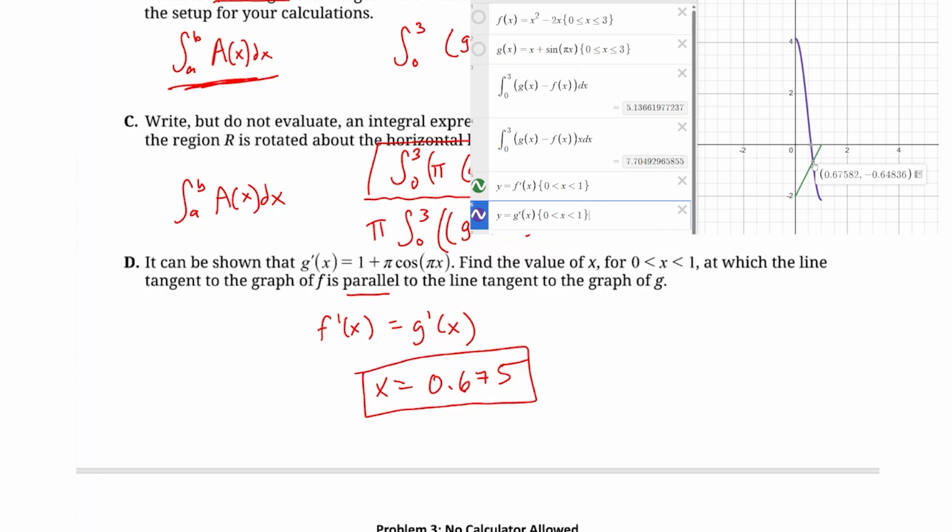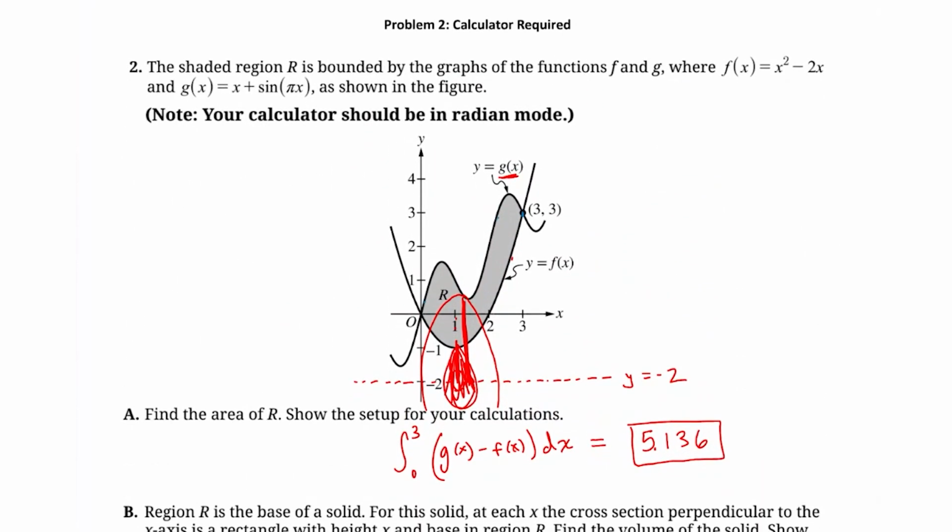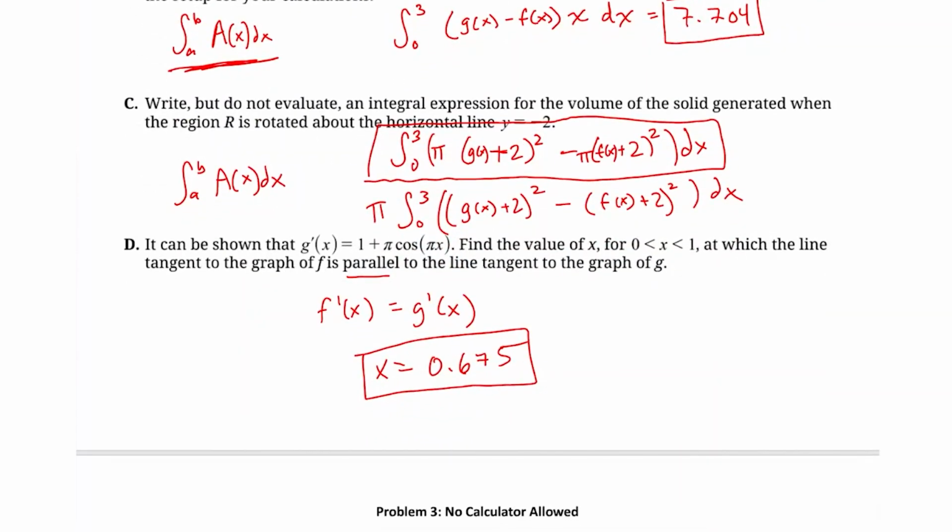I'm kind of wondering if there's anything we're missing here. I'm not really sure that there is. I suppose you could differentiate f, which would be 2x minus 2, and so you're looking to solve the equation: when is 2x minus 2 equal to 1 plus pi cosine of pi x? At the end of the day, you're going to need a calculator anyway to solve for x, so I don't know that you're really getting any advantage out of writing it like that.